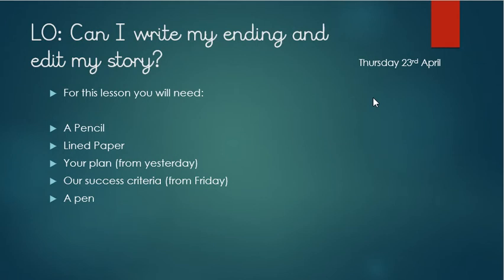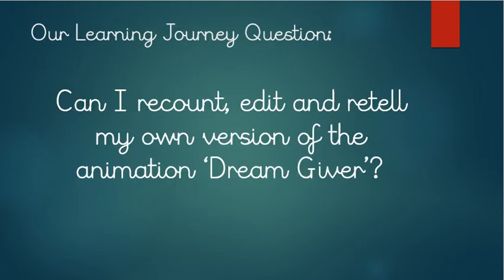The date is Thursday the 23rd of April and the learning objective is, can I write my ending and edit my story? For this lesson you'll need a pencil, some lined paper, your plan from yesterday, our success criteria and a pen. For our learning journey question, we know definitely now that we are on the retelling of our own version of Dreamgiver. And today we only have to write our ending.